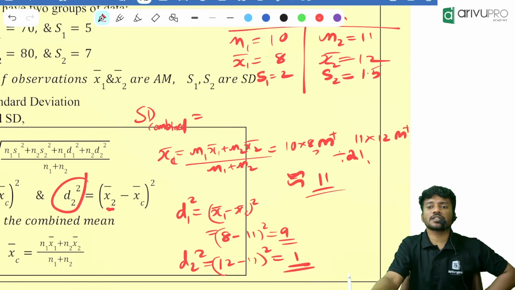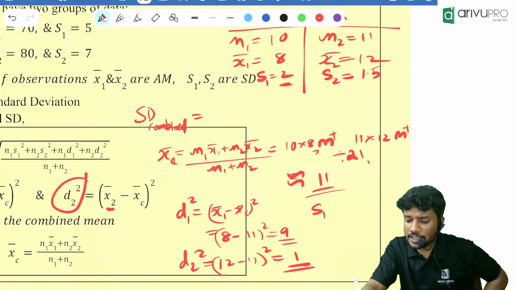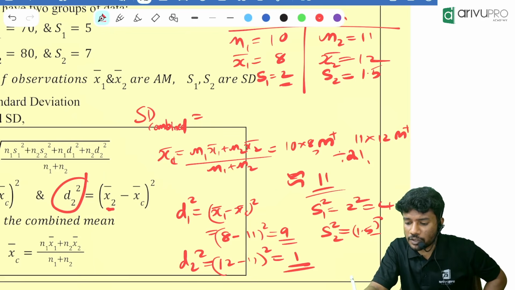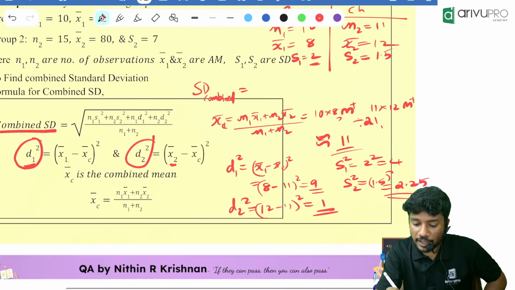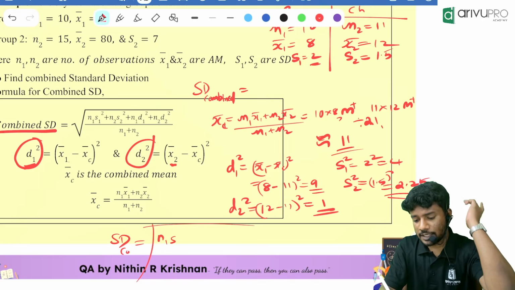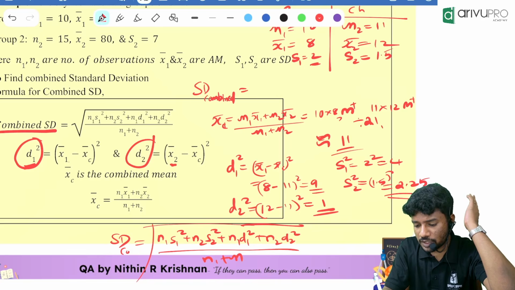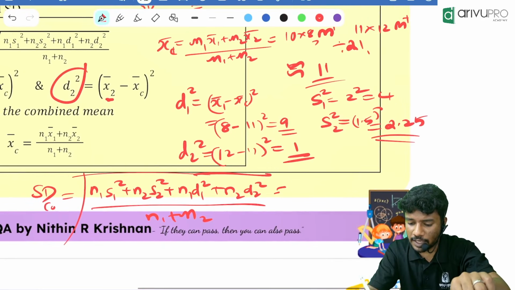So we have D1 square, we have D2 square. Do you have S1 square? S1 we have, that is 2. Then S1 square will become 2 square, which is 4. What is S2 square? That is 1.5 square, which is 2.25. That also you have. Now can you find the combined SD for me? Combined SD is nothing but N1 S1 square plus N2 S2 square plus N1 D1 square plus N2 D2 square, divided by N1 plus N2. Substitute the values, get me the answer.